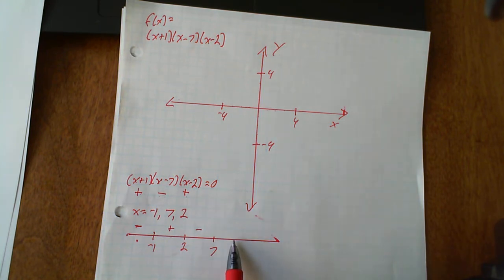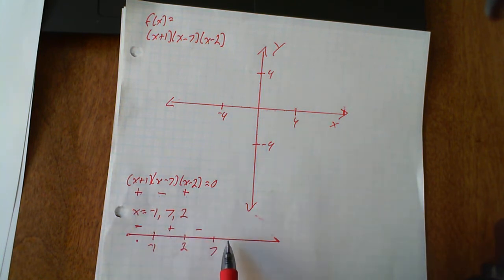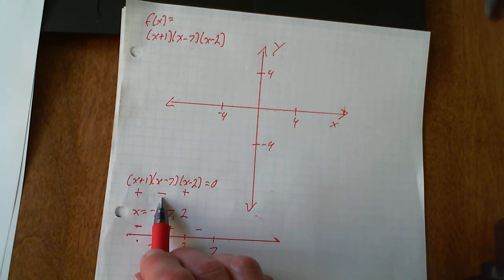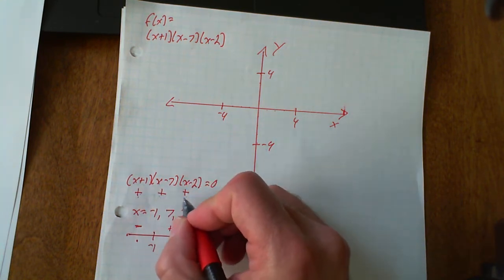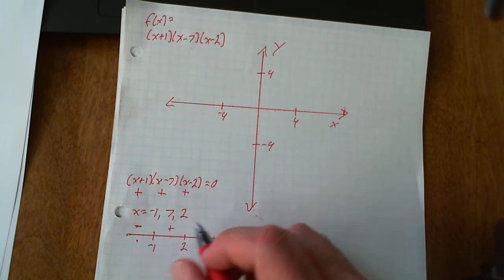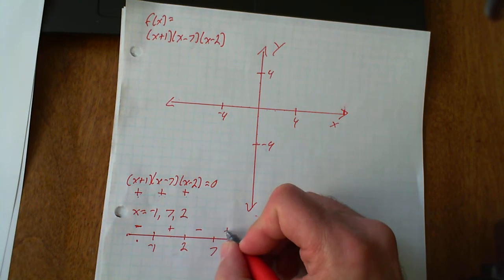Now I have 1,000,000. Let's do 8. 8 plus 1 is 9, positive. 8 minus 7 is positive 1. 8 minus 2 is 6, so that is positive. I got 3 positives, which means no negatives. That's a positive.